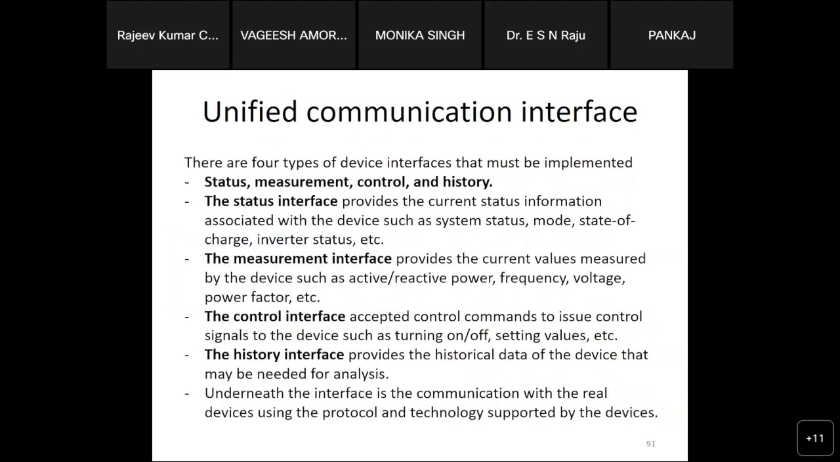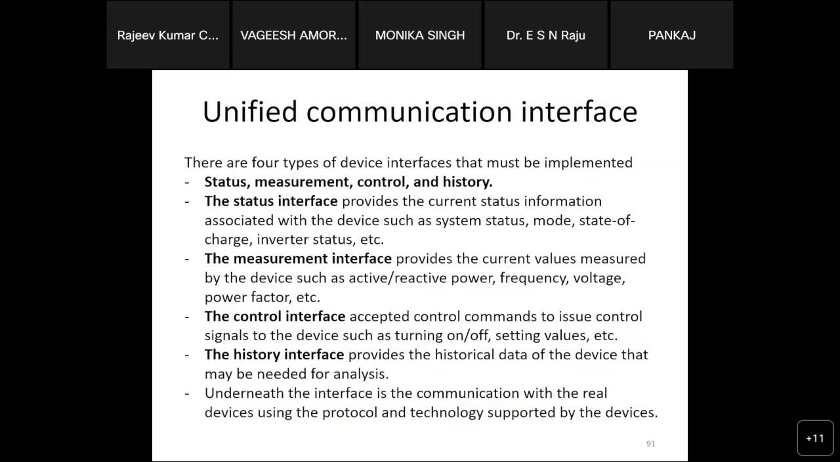When we see the status interface, it usually provides the current status information of the particular device: what is the state of charge of the battery, what is the inverter status, whether it is in the on condition or the off condition, whether it is operating in the PQ mode of operation, the grid-tied mode, or the grid-forming mode like droop control, or some other control mode of operation. It will also provide the system status, whether the system is in good condition or in a failure condition. So the status interface provides all the information related to the status of the different devices in the system.